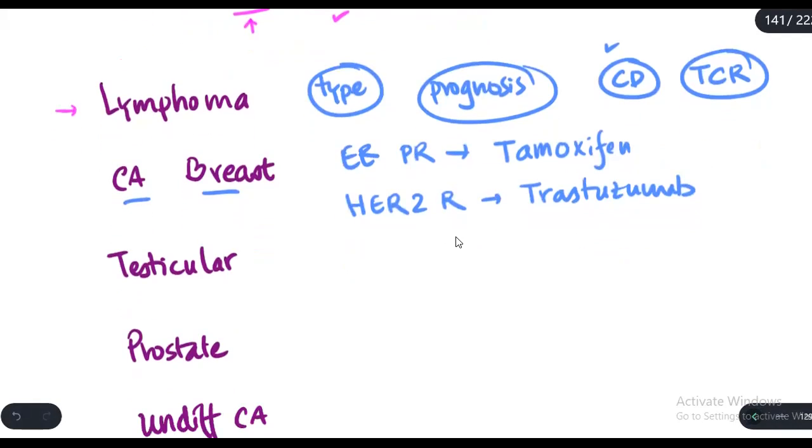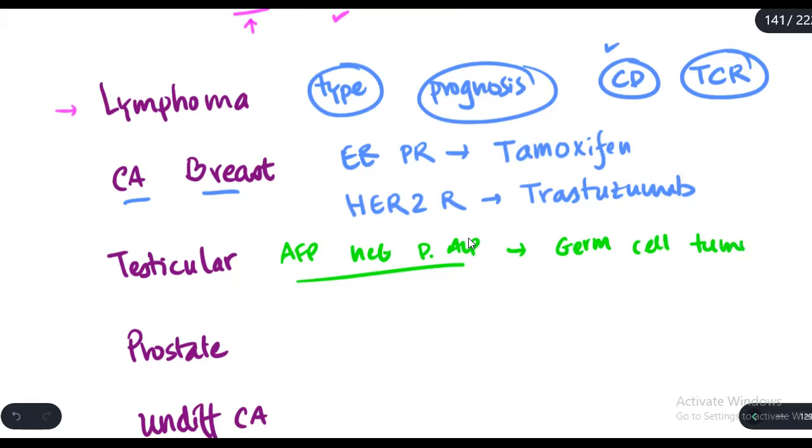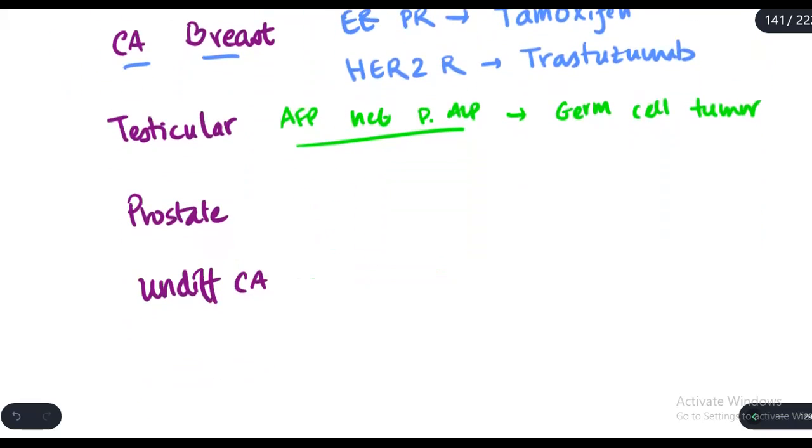Then in the testicular tumor, we can use different markers such as alpha-fetoprotein, hCG, and placental alkaline phosphatase. All of those will suggest a higher likelihood of a germ cell tumor, and germ cell tumors usually respond to chemotherapy. In the diagnosis of prostate cancer, we can use PSA, prostate-specific antigen, and we can also use prostatic acid phosphatase. Those will favor a diagnosis of prostate carcinoma.